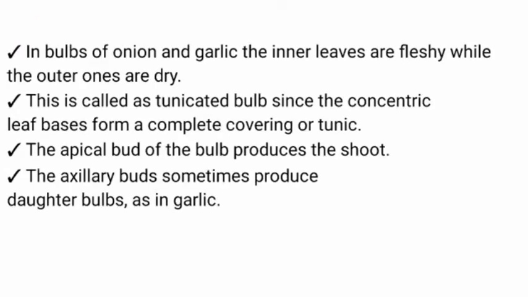In the bulbs of onion and garlic, the inner leaves are fleshy while the outer ones are dry, which is called a tunicated bulb. Leaf bases form a complete covering or tunic. The apical bud of the bulb produces the shoot. The axillary bud sometimes produces daughter bulbs in garlic.